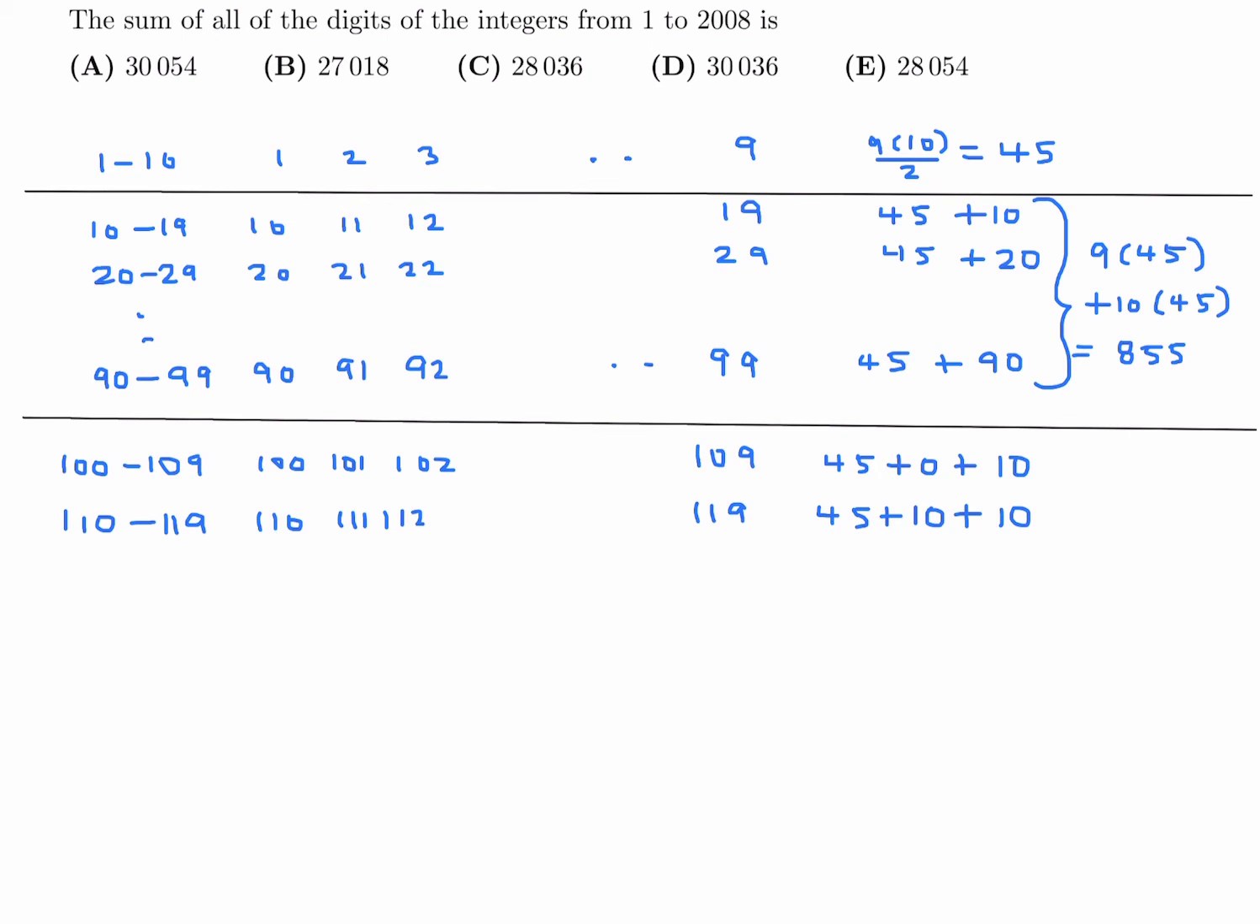And then similarly for 120 to 129, this gives me 45 for the units digits. It gives me 20 this time for the tens digits because it's all 2s and there's 10 of them, so 2 times 10 is 20. And then for the hundreds digit, it's still 10. And then dot, dot, dot, I'll just jump to the 190s.